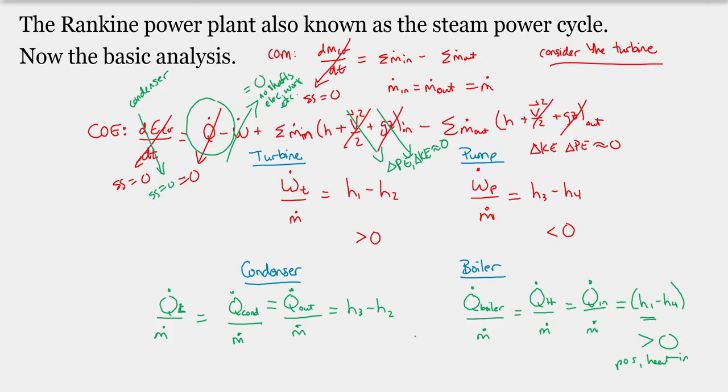You can apply the same argument to the condenser, which tells you that's going to be less than 0, and that's going to be heat out. Okay? So now we have the basic analysis. Those are the 4 components. We've got governing equations for the conservation of energy for each one. Now we can put it together and look at the overall efficiency or performance for the steam power cycle.